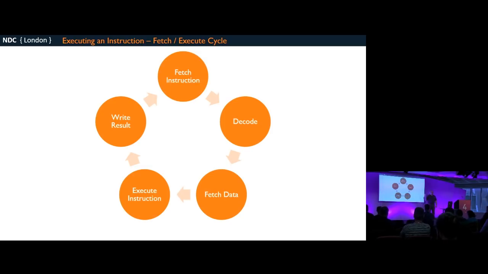So we think about our A equals A plus B. We fetch the instruction. We figure out that they meant A equals A plus B. We go get the values of A out of memory. We do the actual math, and then we write the result back into the address of A. It's our basic five-step cycle.